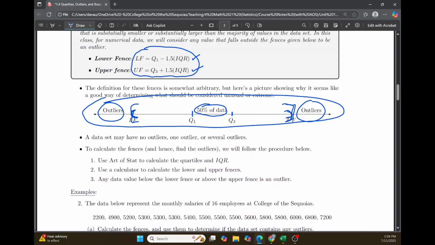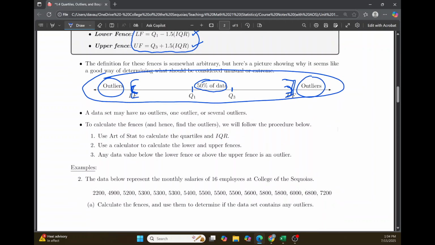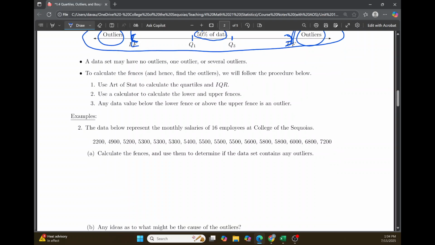I should say before we go any further that a data set might not have any outliers, right? Or it could have one outlier, or it could have multiple outliers. So anything goes. To calculate fences and hence find the outliers, we'll follow this procedure. First of all, we'll use ArtofStat to calculate quartiles and IQR, and then we'll have to just use a calculator to calculate the lower and upper fences. And then any value in our data set that's below the lower fence or above the upper fence is an outlier. So let's practice doing that.